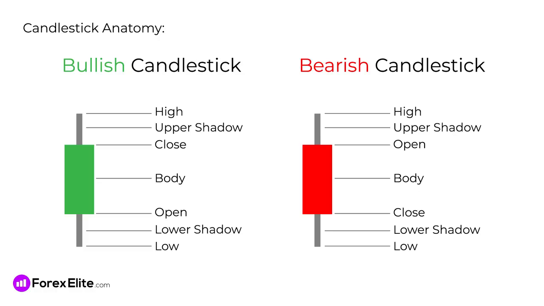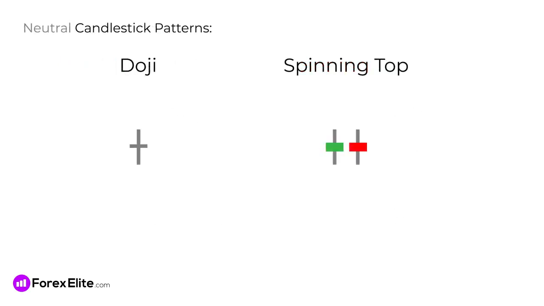As you can see in this illustration, the bullish and bearish candlesticks both include a high, an upper shadow, an open and close, the body, the lower shadow, and the low. These are the fundamental elements that comprise a candlestick, and the patterns are simply a variation of these elements. Now let's discuss neutral candlestick patterns. This includes the doji and the spinning top.